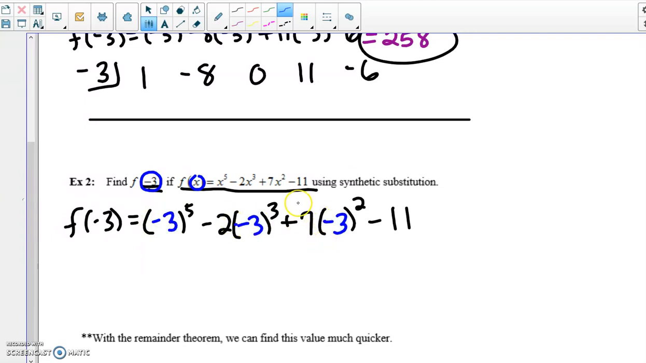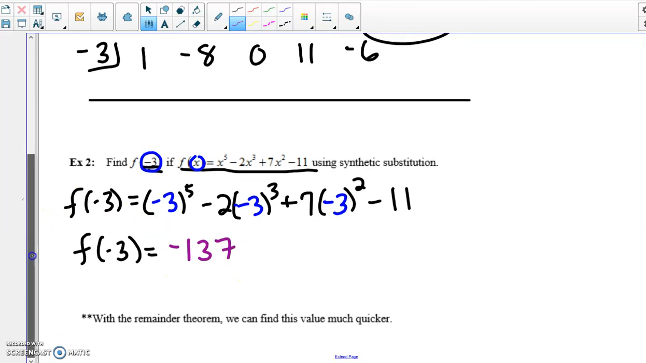Okay, and so when I do that, I'm going to punch this all in the calculator, and my result is going to be f at -3 equals -137. Yes, that's right, folks. It's a strange value. We don't usually get big values like that, but it's true.